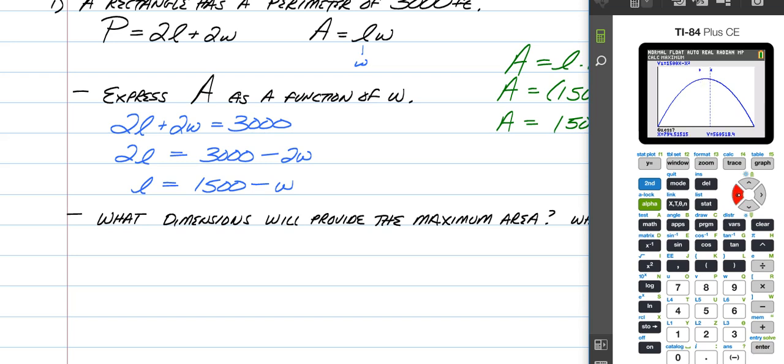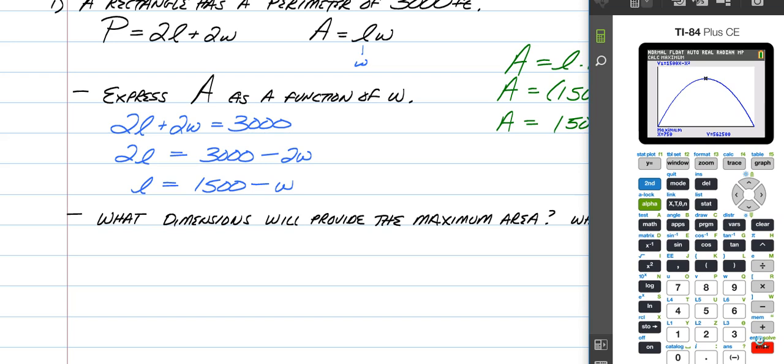And then you're going to go to where it says guess. You just have to get close to the top, click enter again. And it's at 750, 562,500. So what are the dimensions going to be? Well, it told you that the width has to be 750.